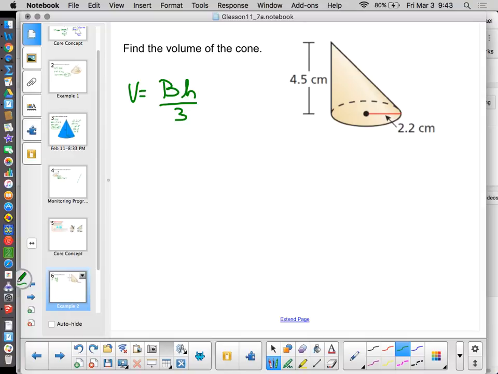Divide by 3. Base area here is a circle, so that's pi times 2.2 squared times the height of 4.5 all over 3. So I'm going to do 2.2 squared times 3.14 times 4.5 and divide that whole thing by 3, and I get 22.7964, 22.8 centimeters cubed. Pretty straightforward stuff, using the same formulas we've used before.